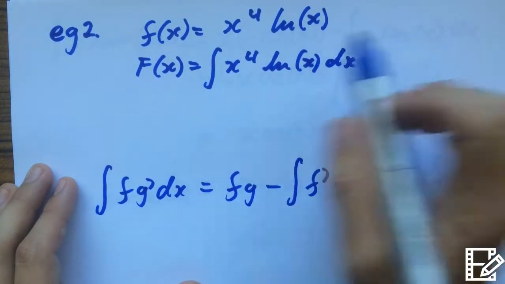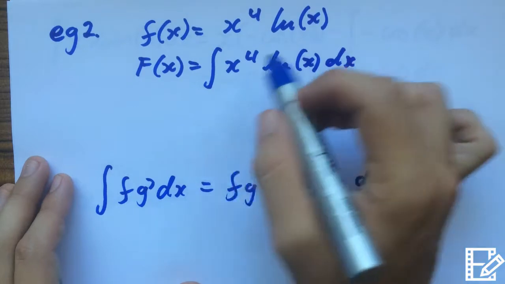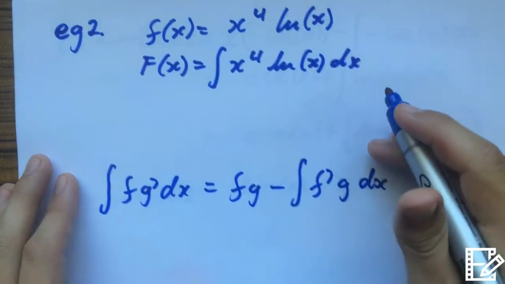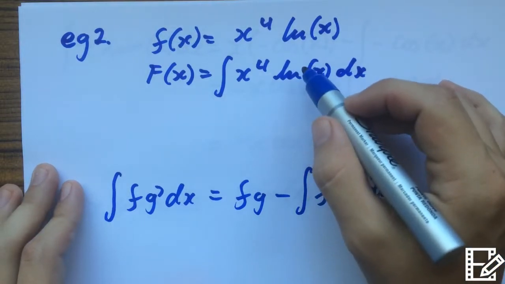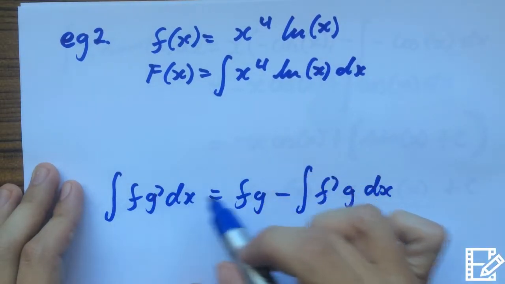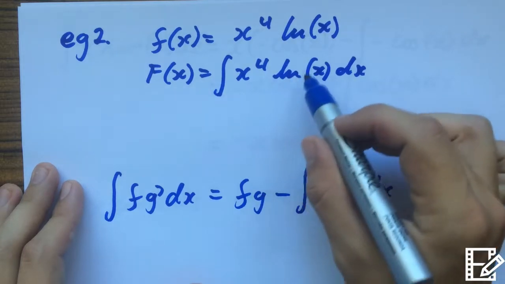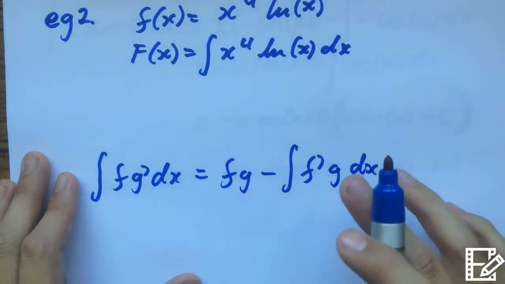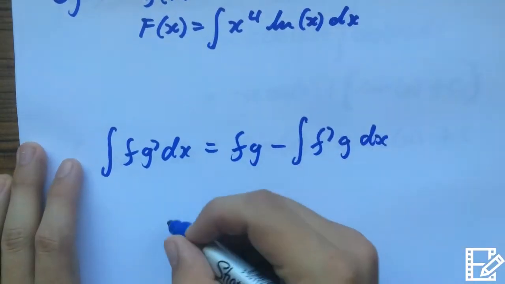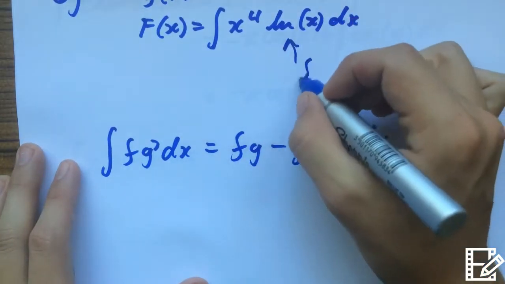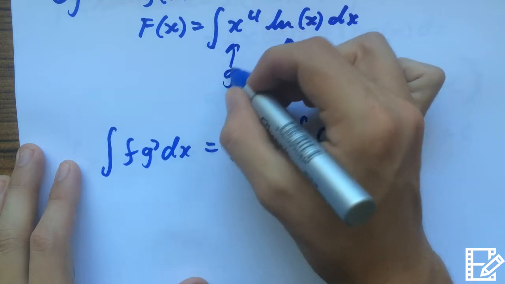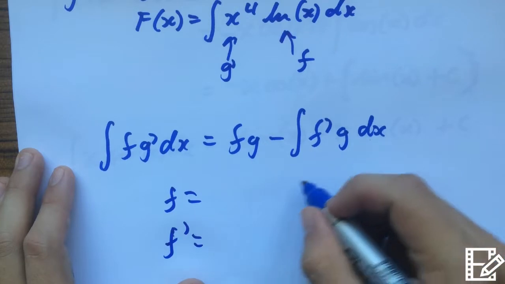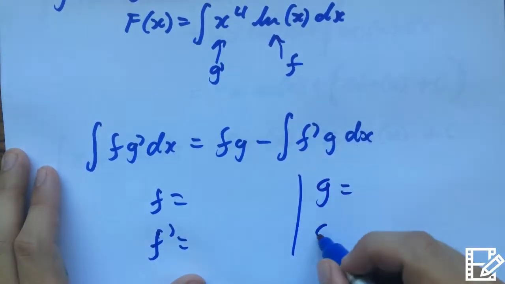Okay, so we've got to pick one of these to be f and one of these to be g dash. And like I said before, the natural log, we don't want that to be g dash because we'll have to integrate it to find g. And integrating ln of x is a pain because it'll just make things harder and longer. So we're going to make this the f and we're going to make this the g dash. So we have f dash, g dash.